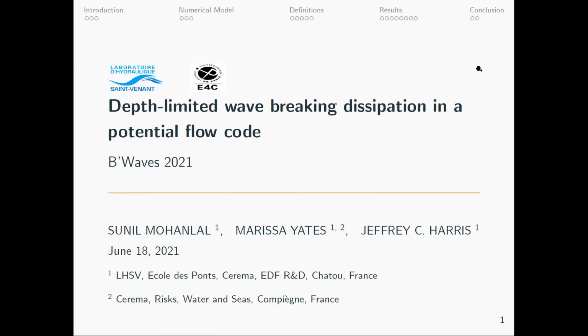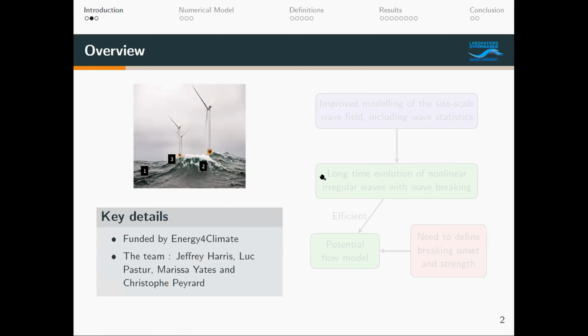Okay, hello everyone. I'm Sunil Mohanlal, a PhD student at Laboratoire d'Hydraulique Saint-Venant, and I'll be talking about depth-limited wave breaking dissipation in a potential flow model, working with Marissa Yates and Jeffrey Harris. So just a brief overview.